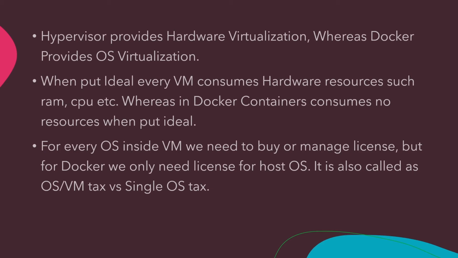The other important thing is each OS needs to have a license. So if you have three virtual machines, you would need three licenses, and you have to manage those licenses. So it's costlier. Whereas with Docker, you only need the license for the host operating system. This is also called OS tax versus single OS tax, because in Docker you only pay the license for the host operating system, whereas for the VM you pay tax for every OS that you use.